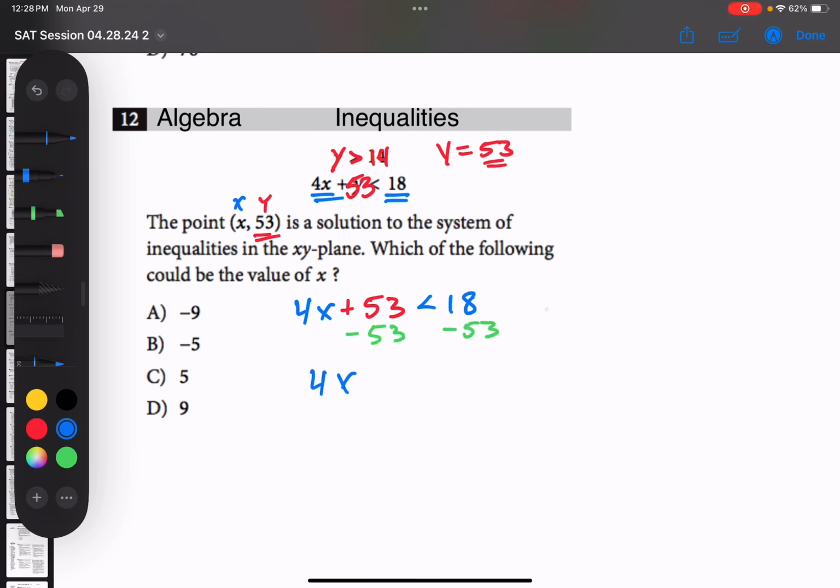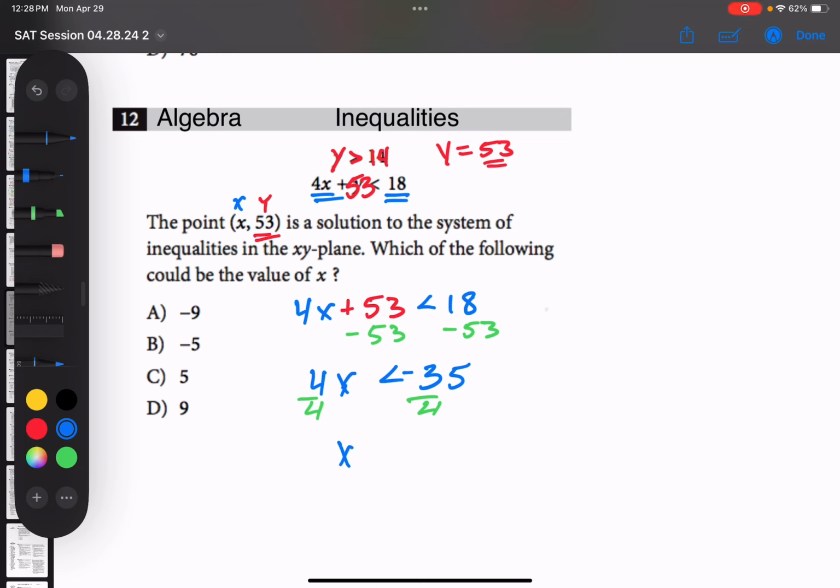Now we have 4x is less than, what is a positive 18 with the 53? That's going to be, I believe, a negative number. So 13, that'll be 5, 4 minus, wait, am I doing, yeah, 4 minus 1 is going to be 3. So 4x equals a negative 35. Now, how do we solve for x? We're going to divide 4 by both sides.